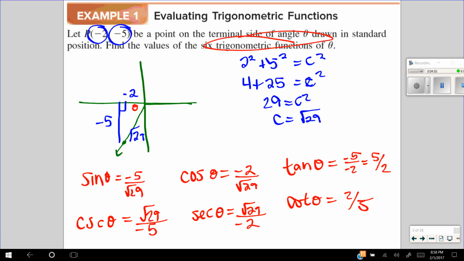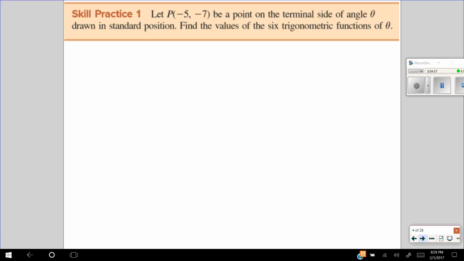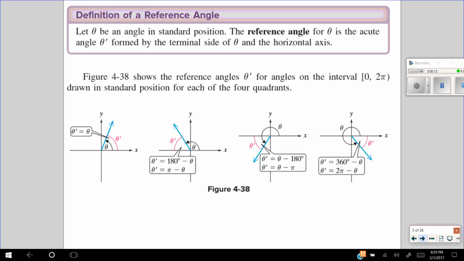Okay? Hopefully that was pretty self-explanatory, so I'm not going to do the second skill practice. If you feel like you need to practice that one, go ahead and do that one on your own. And then you can check the answers with what's in your book because the skill practice answers should be listed there. Okay? So here they're talking about drawing a reference angle, and this is the same thing I was just talking about, where when we look for any angle on the unit circle, we just connect it back to the x-axis.